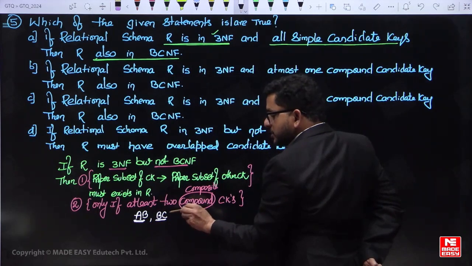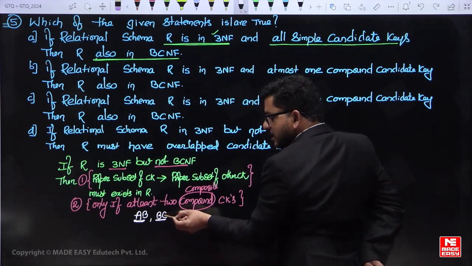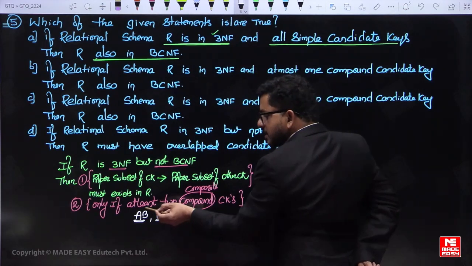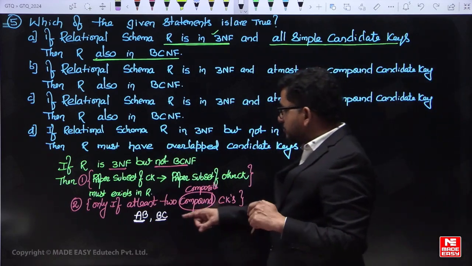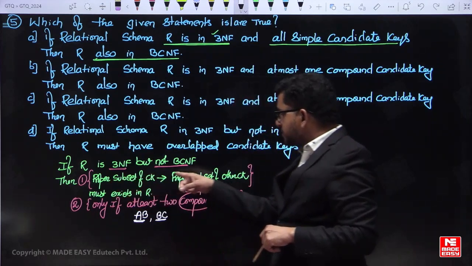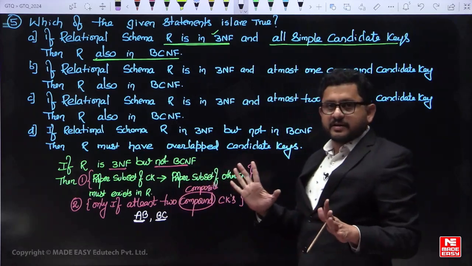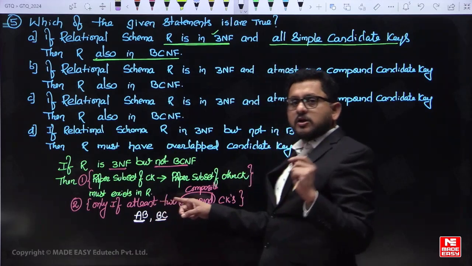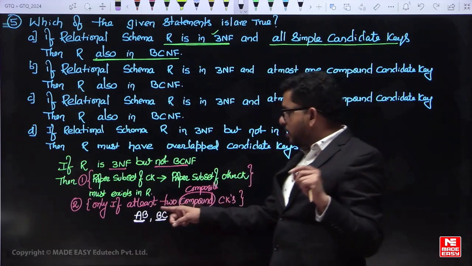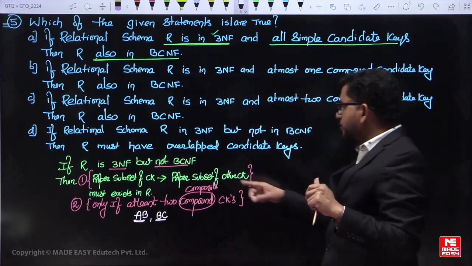Then there is a possibility that a proper subset of key A can determine a proper subset of key C, or a proper subset of key C can determine a proper subset of A, which may be possible in the relation. So for a proper subset of a key to determine a proper subset of another key, two composite keys are mandatory. If only one composite key is there, or all simple keys are there, then this kind of FD is not possible.